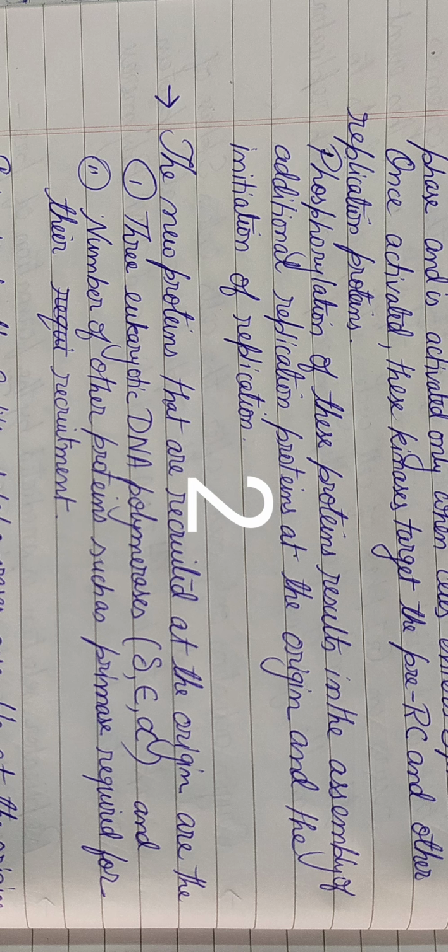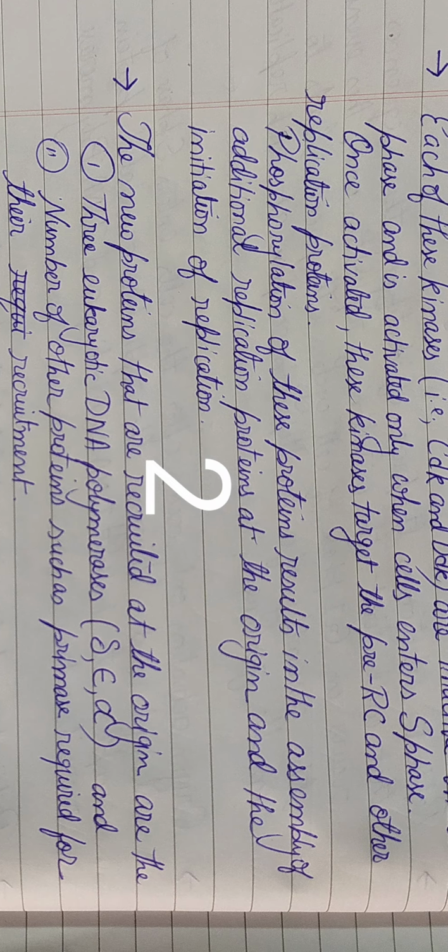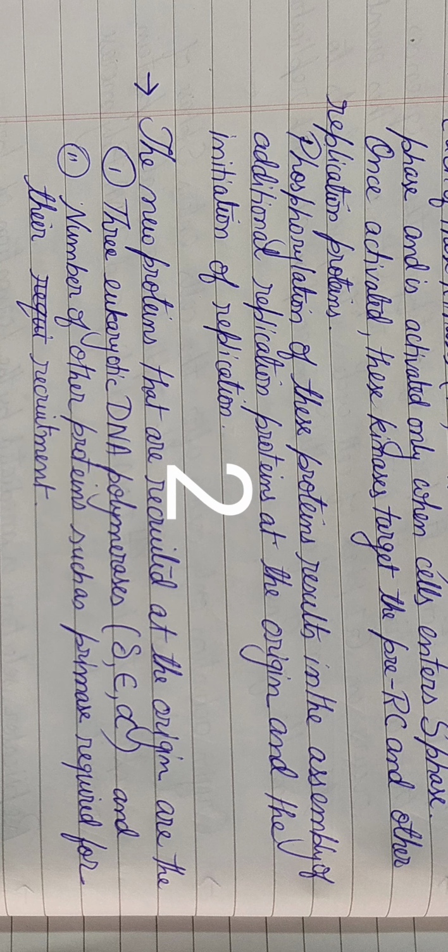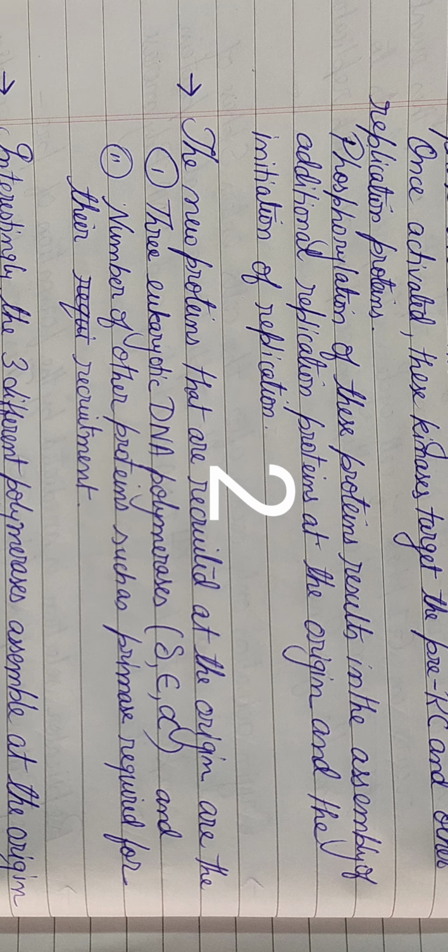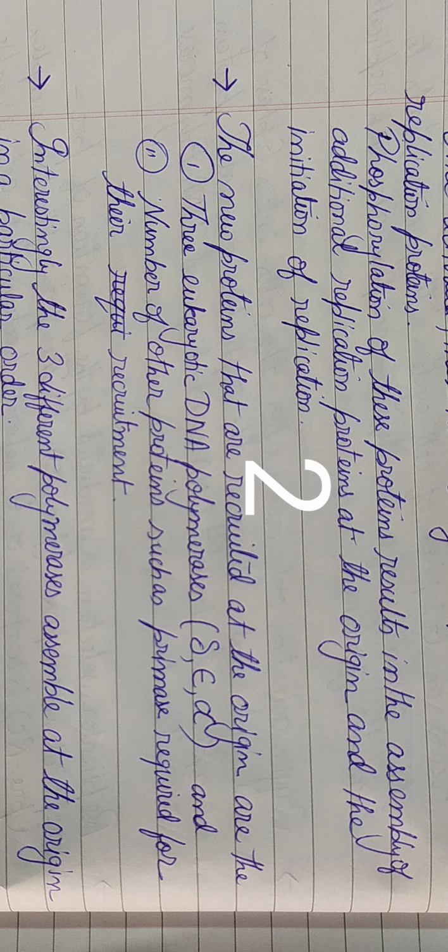After phosphorylation of the pre-replication complex by the kinase, it will result in assembly of additional proteins at the origin, and initiation of replication begins. And what are those additional proteins that are getting recruited now?